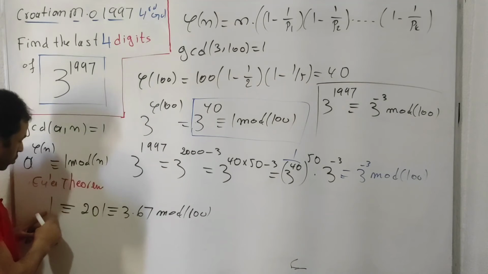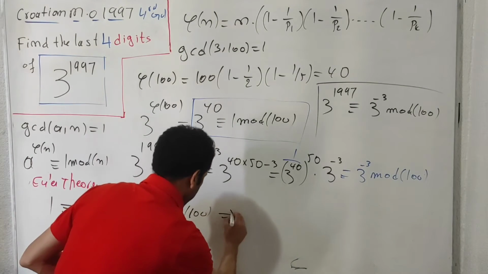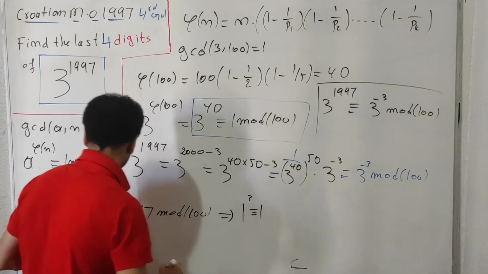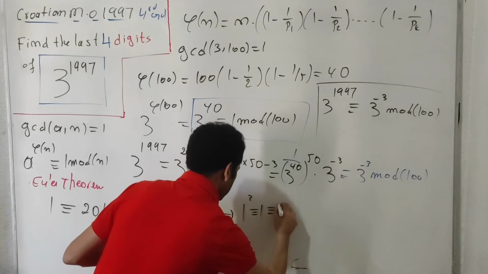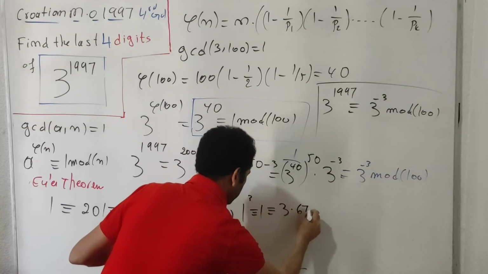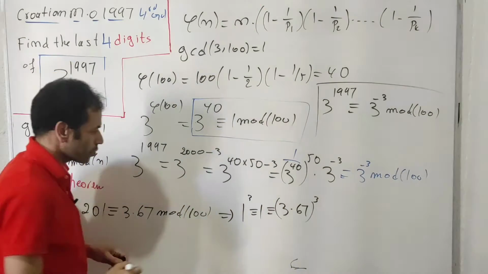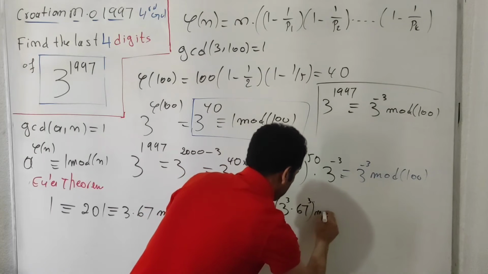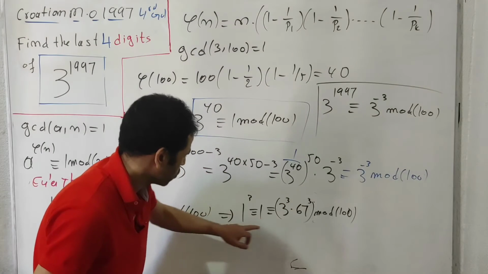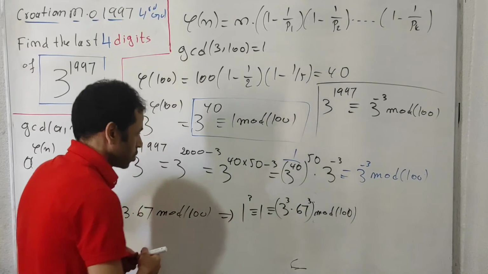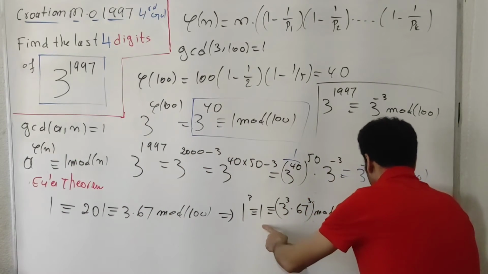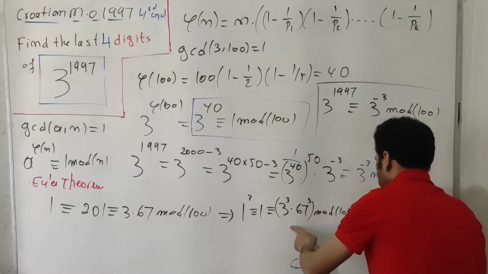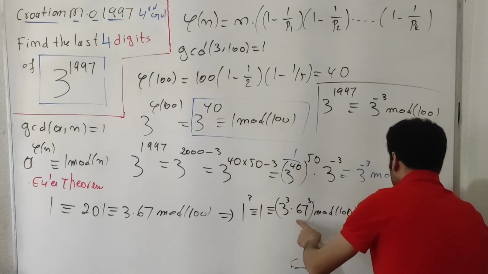I'm going to raise to the power of 3 on both sides. I will get 1 to the 3, which is congruent to 1, which is congruent to 3 to the 3 multiplied by 67 to the 3, mod 100. I'm going to take the inverse of this one. So taking 1 over 3 to the 3, which is 3 to the minus 3, is congruent to 67 cubed mod 100.